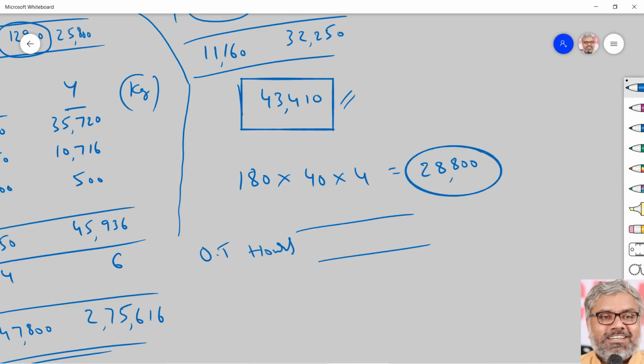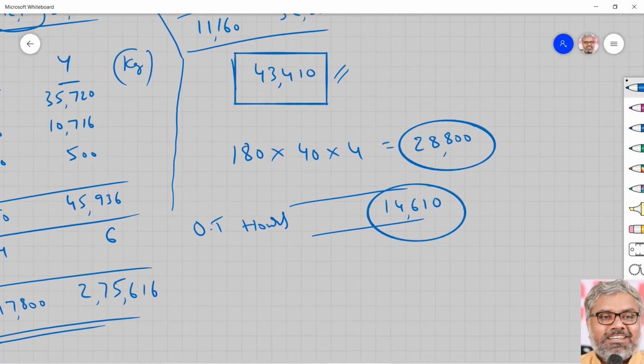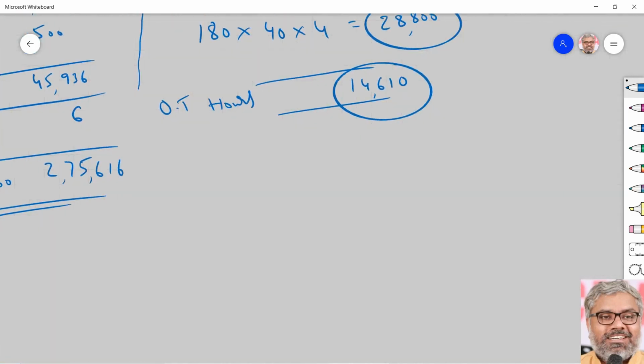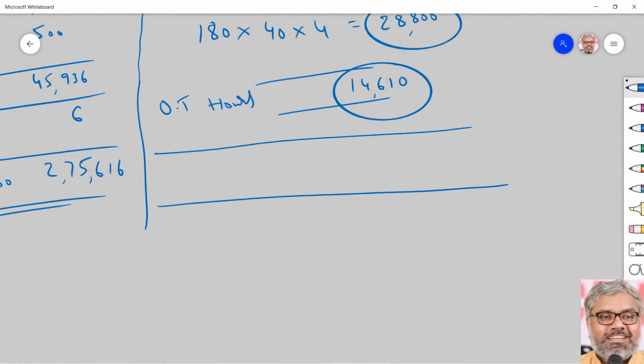So 43,410 minus 28,800. 14,610 hours are overtime hours. That's it. From that we can find out how much is the wages cost. Easily, for normal hours, normal rate: 28,800 into normal rate, which was how much? 25 rupees per hour. Okay.